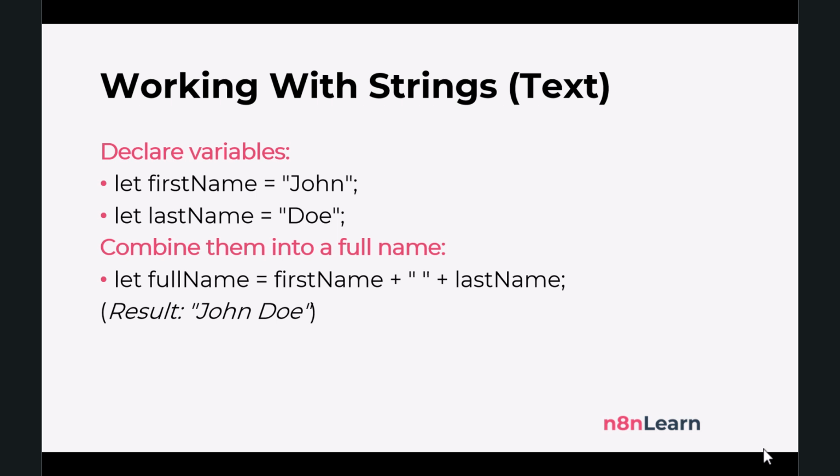So if we take a look at the screen, we start off by first declaring the variables. Let first name equal John, let last name equal Doe, and then we combine them into a full name. Let full name equal first name, that space, plus last name, and the result is John Doe.